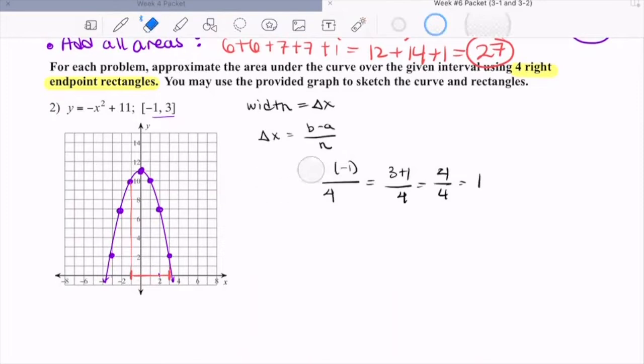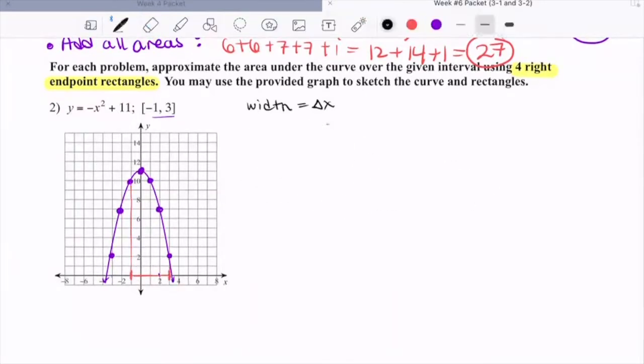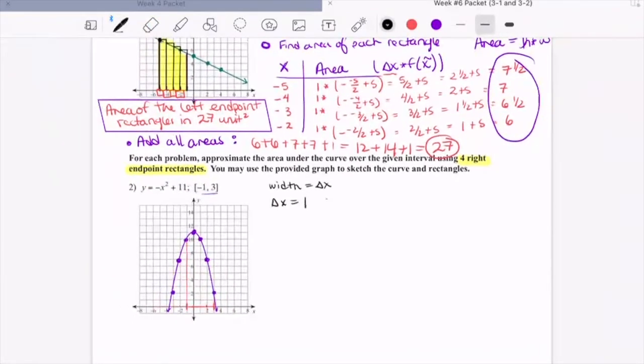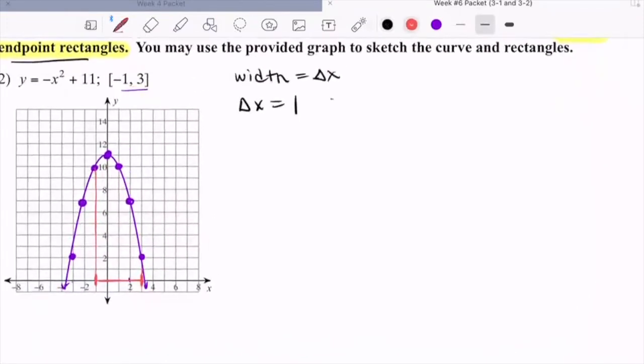And how is this problem different than the problem that we looked at in the previous video? Well, for us, I'll leave this change of x here equals 1. Here we want to find the endpoint rectangles. So that means we want to find the area of the rectangles formed by using the right endpoint of the rectangle. So let's first draw those rectangles in.